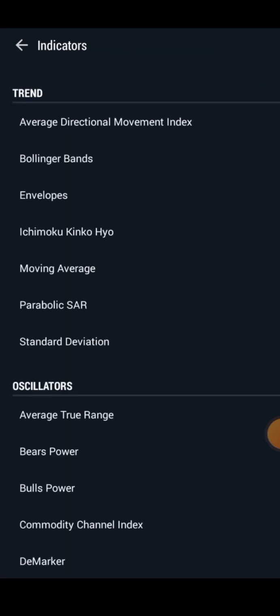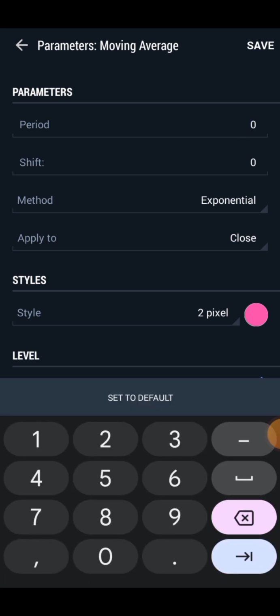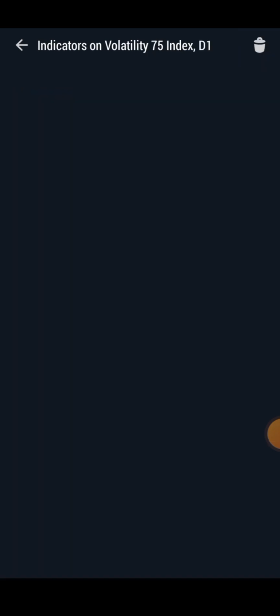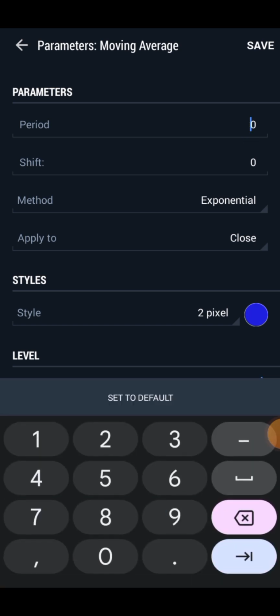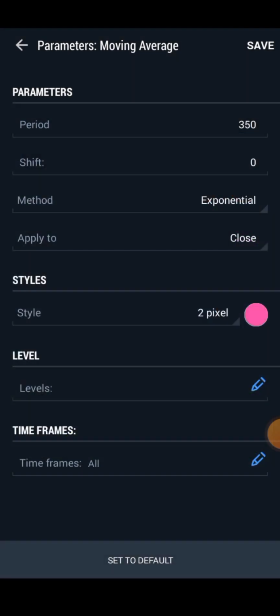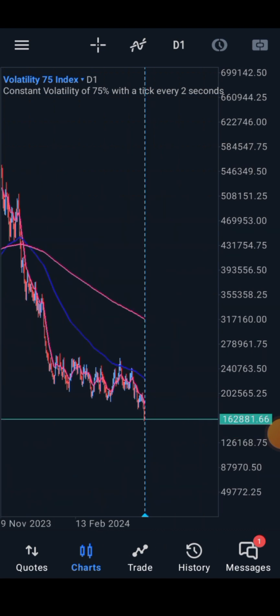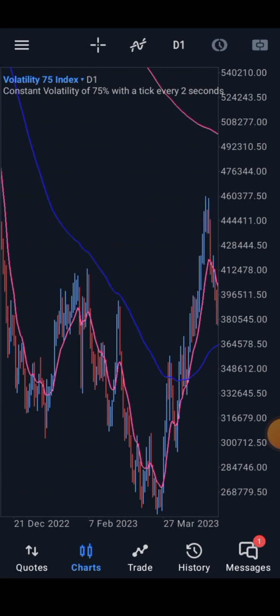The second one is the 90, which I don't add all the time. I'll still explain how the 90 EMA works. You can set it to blue, whatever color of your choice. Now we have the third one, which is the 350, and this is one of the important ones. Pay close attention to this one. I'll add it in pink. I love pink color. So this is how my chart looks right here.